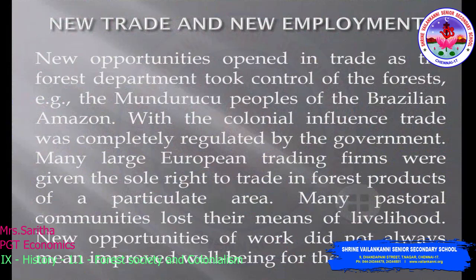In the first case, the firms trading in timber products were given the sole trading rights in the forest for the products of a particular area. They made huge profits and became richer. The entire timber and forest trade passed on to them. They became powerful and began to cut down trees indiscriminately.